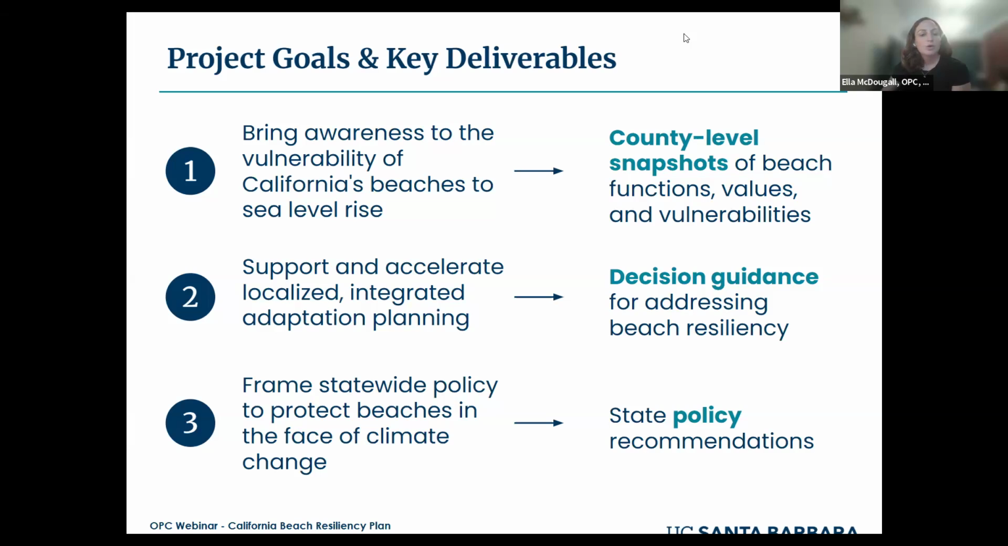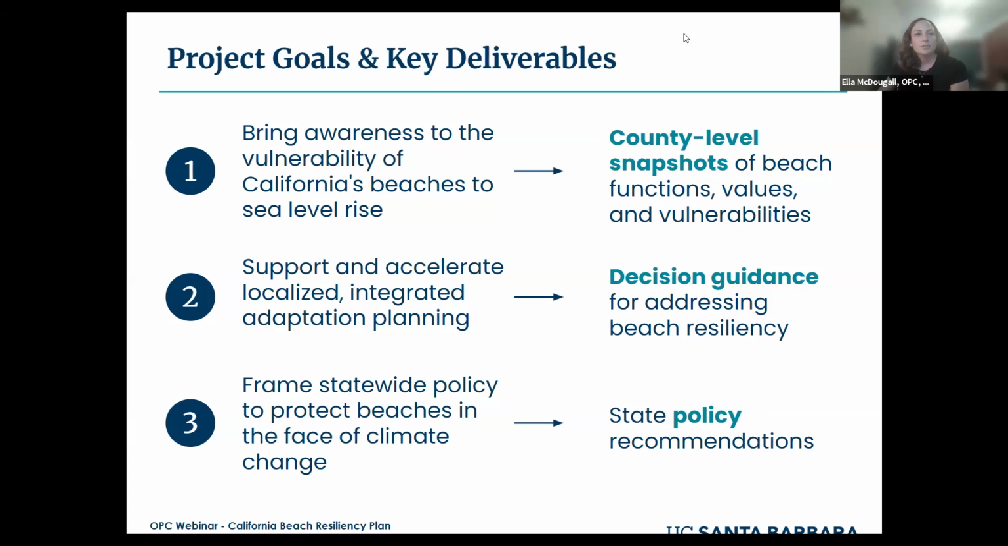And to support goal three, as we've already discussed, we plan on providing state policy recommendations that identify those opportunities for improving coordination across jurisdictions, recommending investments and long-term resilience planning across California.